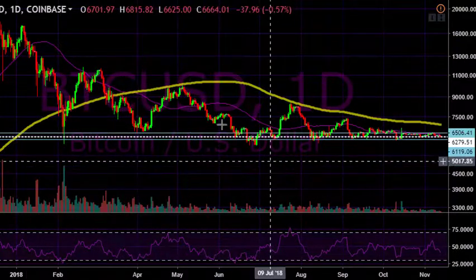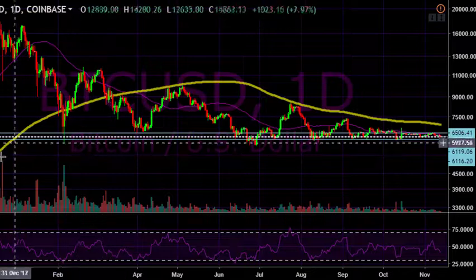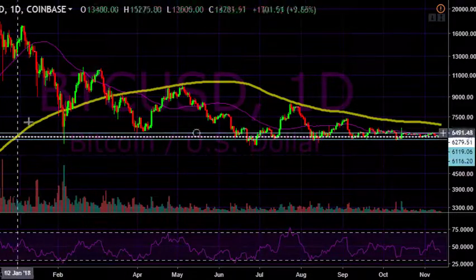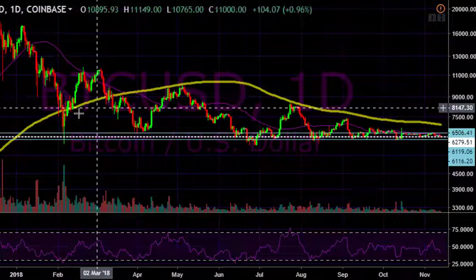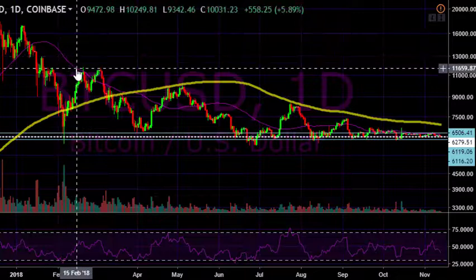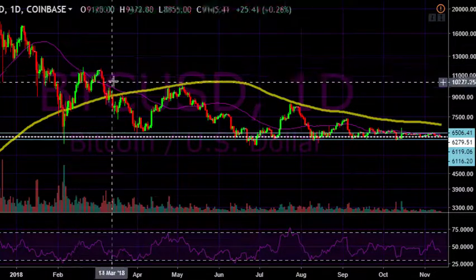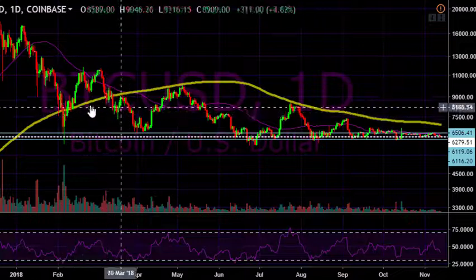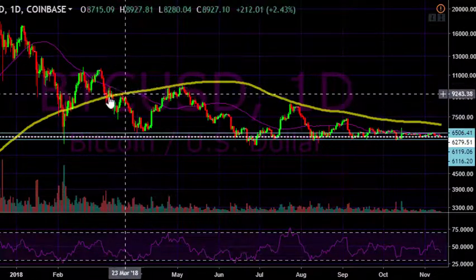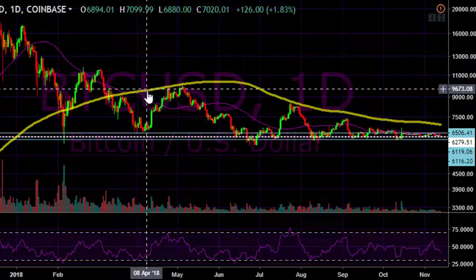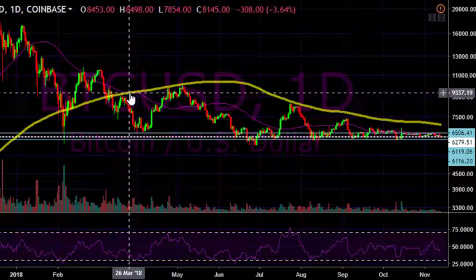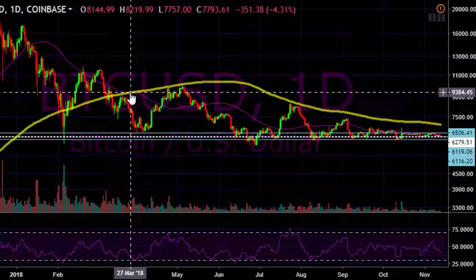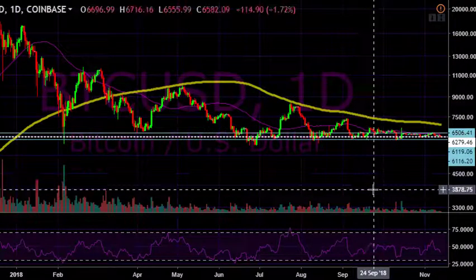Now, what is a death cross? Well, basically it's when the 200-day moving average that I've got on my chart here in this goldish colour crosses down below the 50-day moving average, which is the purple on my chart. And the opposite of that is a golden cross, where the 200-day moving average crosses over and above the 50-day moving average, as it did on around about the 26th of March, 27th of March this year. So let's see if there is a death cross on the chart.